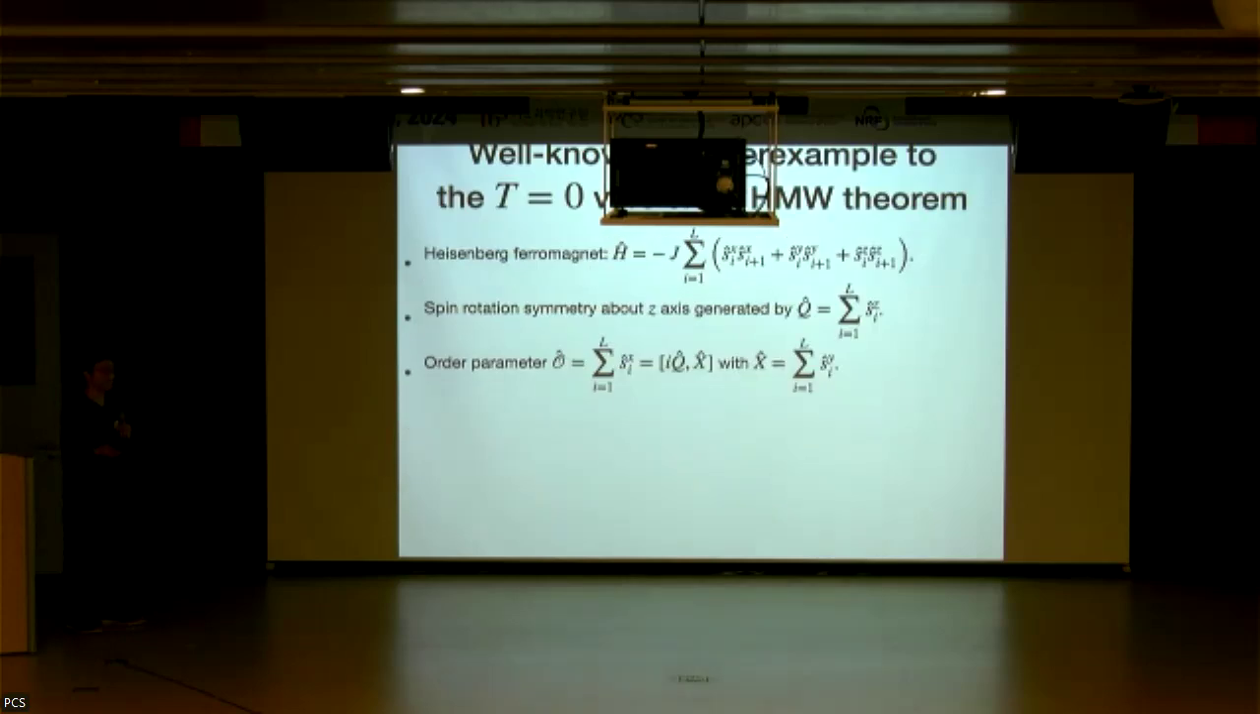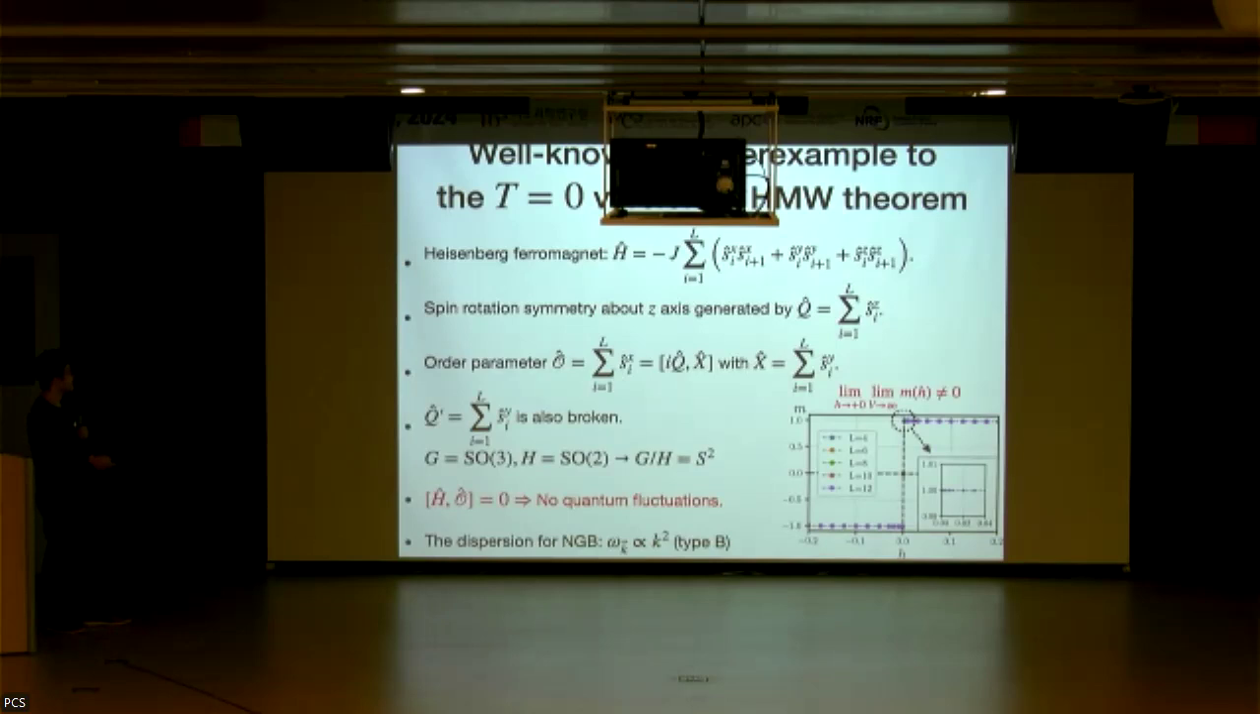And as you asked, the famous, very well-known counterexample to this T equals 0 version of the Mermin-Wagner theorem is the Heisenberg model. This model has an SU(2) symmetry, but here I'm focusing on spin rotation about the z-axis generated by the z component of spin. And as the order parameter, I'm using the x component of spin that is given by choosing the y component of spin as an auxiliary field. Then I do that exercise computing the order parameter, and I find some non-zero value. So I may say symmetry is broken.